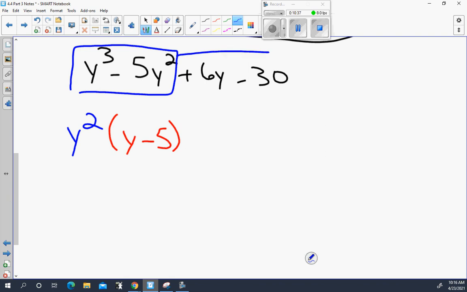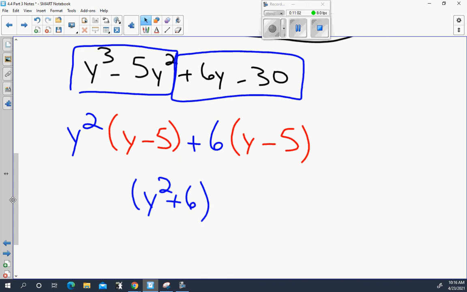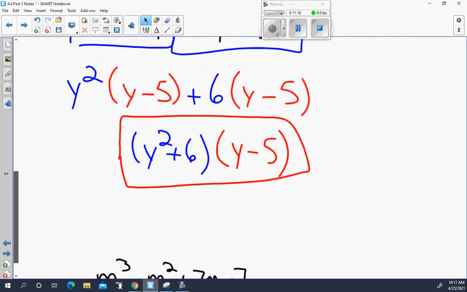Okay, and then can I break this one down? What can I take out of there? I can take out a positive 6. And what's left? Y minus 5. Okay, so my final answer, in one parenthesis is what I have in blue, y squared plus 6. My other parenthesis is what I have in red, y minus 5. Okay, and I can't break this down any further. So, since I can't factor that any further, I am done.